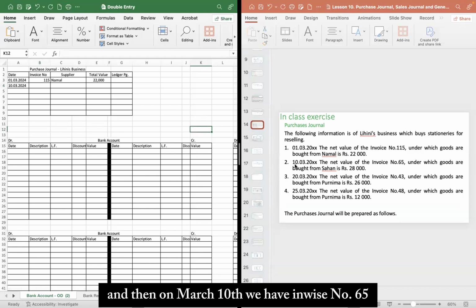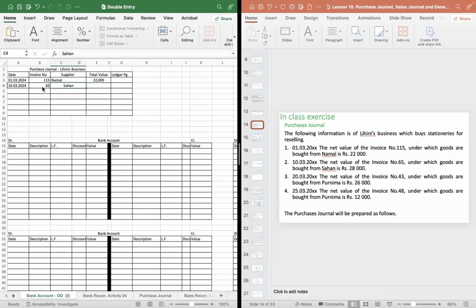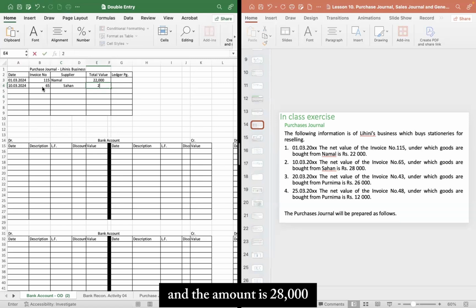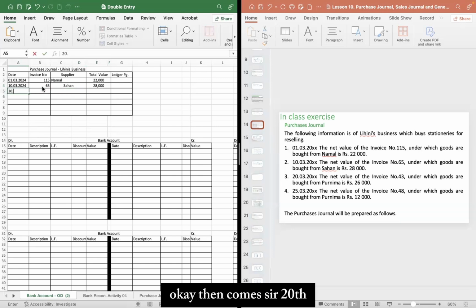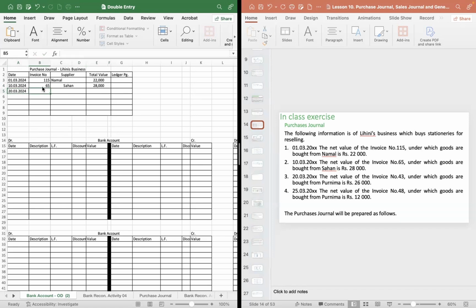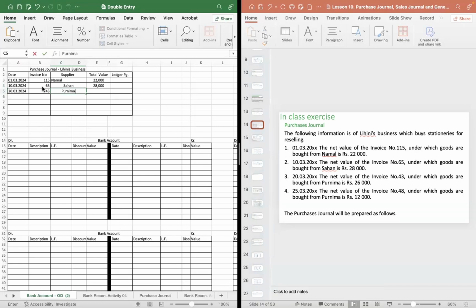Then on March 10th, we have invoice number 65. Goods are bought from Sahan. Sahan is the supplier, and the amount is 28,000. Then comes 20th March 2024. Invoice number is 43, and it's Purnima. So you have bought goods from Purnima, and the value is 26,000.